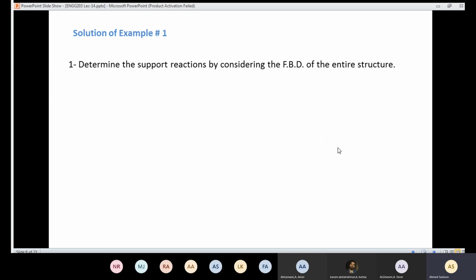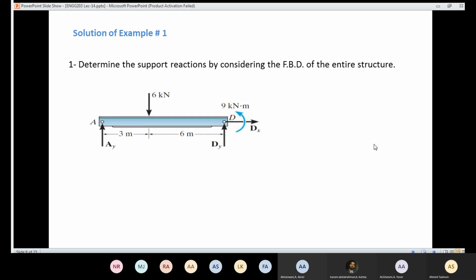Like we said, the first step, we are going to determine the support reactions by using the free body diagram. So here is the free body diagram. Instead of the rocker, we have AY, and instead of the pin support, we have Dy and Dx. Here we have the concentrated force, 6 kilonewtons, and here we have the couple moment, 9 kilonewton meter.